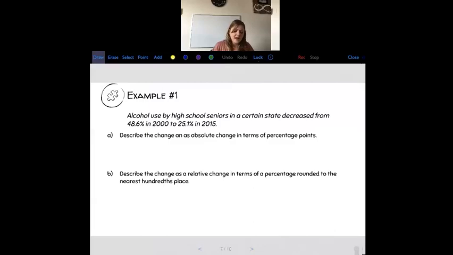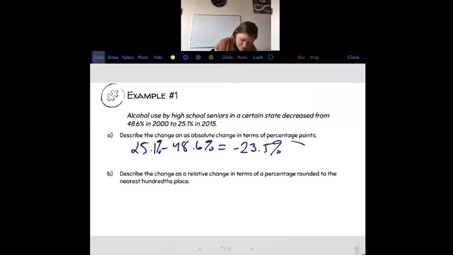Okay, so example 1, alcohol used by high school seniors in a certain state decreased from 48.6% in 2000 to 25.1% in 2015. So we'll use absolute change and we'll just describe it as a percentage point. So whereas before we would just get a number, in this case, since we're given percentages, our answer is going to end up as a percent. So we would take new or most recent minus old, and this would give us negative 23.5%.